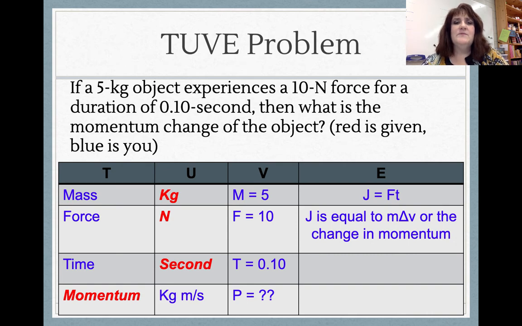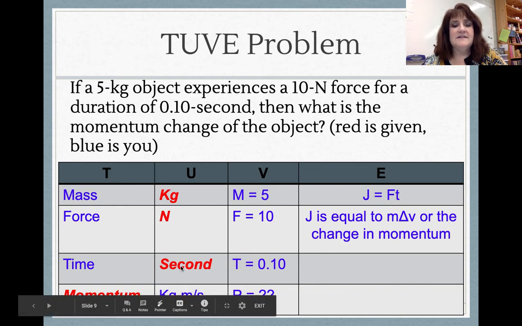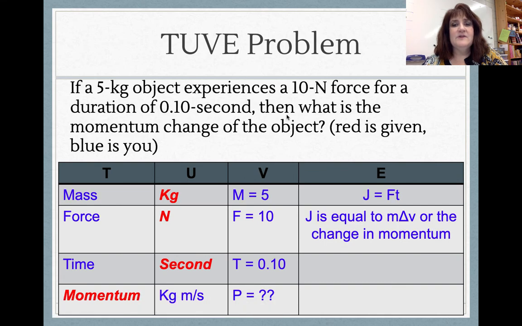So here's a problem to solve. A 5 kilogram object experiences a 10 newton force for a duration of 0.1 second. Then, what is the momentum change of the object? So the red is given to you. Remember, you are pulling information from the problem. So I give you 5 kilograms, newtons, those are your units, and seconds. And then in the question, what is the momentum change?